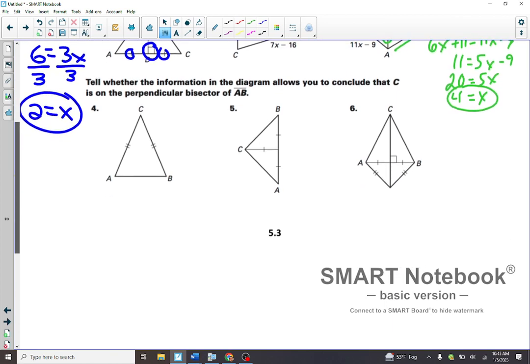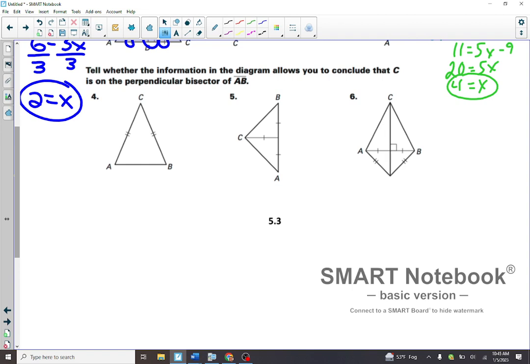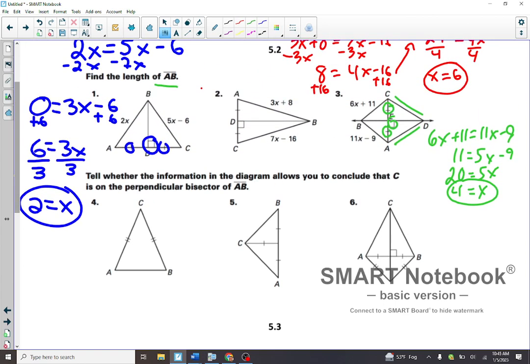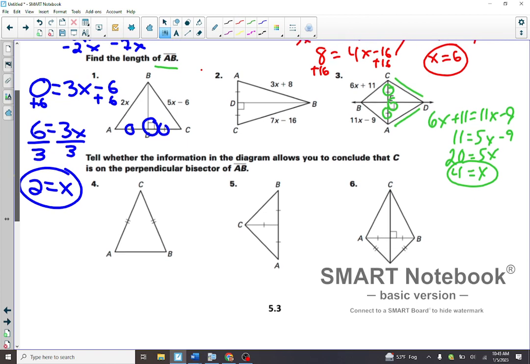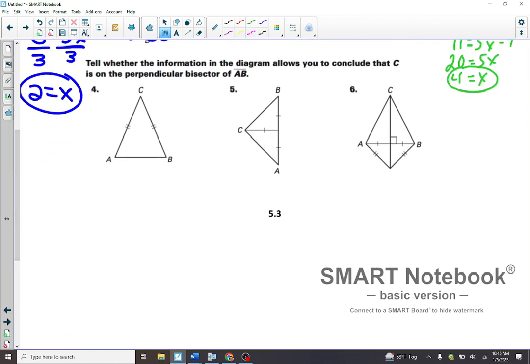All right, number 4, 5, and 6. Tell which information in the diagram concludes that AB is a perpendicular bisector. A perpendicular bisector is basically what we were seeing here. It has a right angle and it has 2 tick marks, okay? It has a right angle and it has 2 tick marks. C and D, whatever the numbers are, 4 and 5, are not, because it doesn't have a right angle.